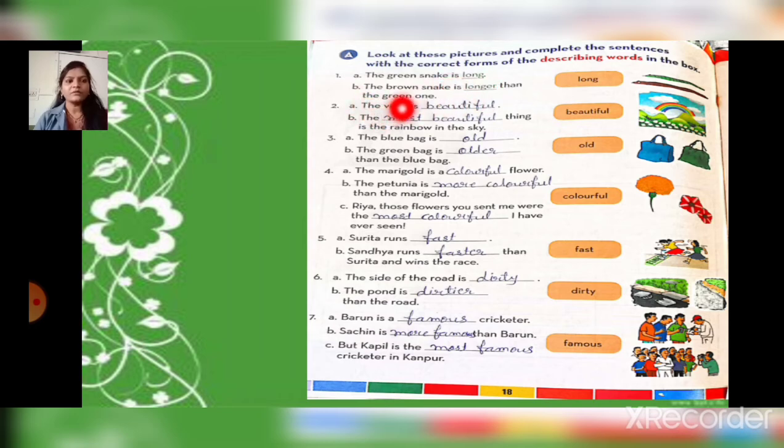The brown snake is longer than the green one. So students, here you can see there are 2 snakes given. One is green and another one is brown, right? So the green snake is long, but the brown snake is longer than the green one. यानी कि ग्रीन स्नेक लंबा तो है ही, लेकिन ब्राउन स्नेक ग्रीन स्नेक से भी लंबा है, क्योंकि इधर 2 स्नेक्स की कंपैरिजन की है, इसलिए ये कंपैरेटिव डिग्री है.